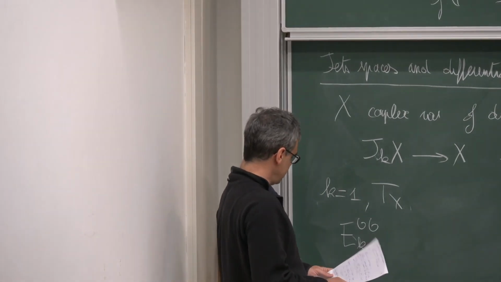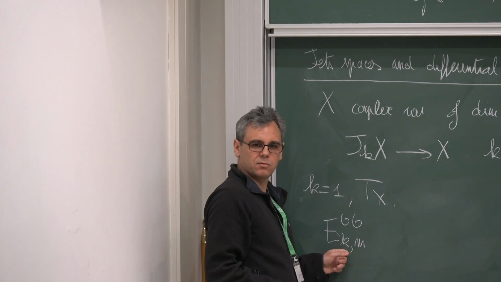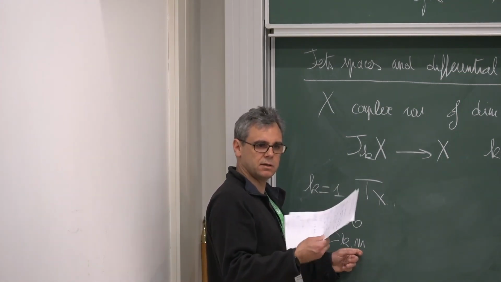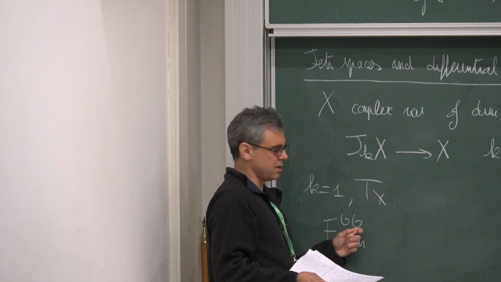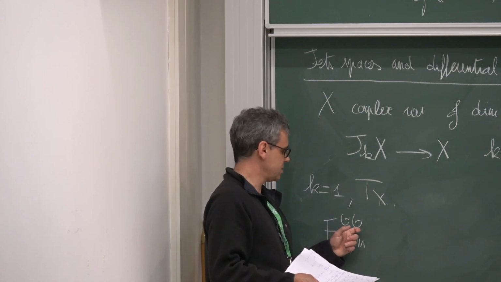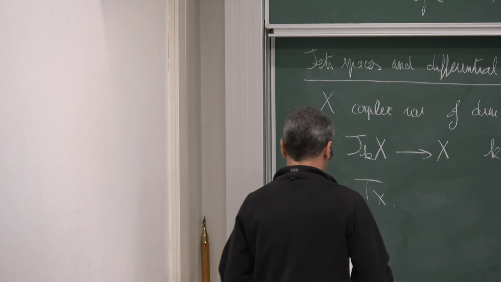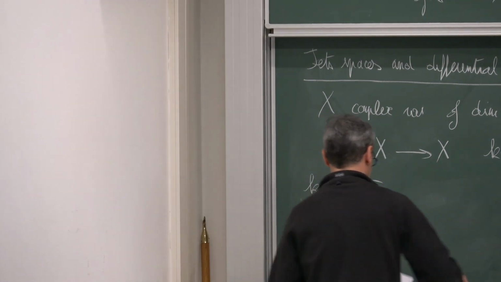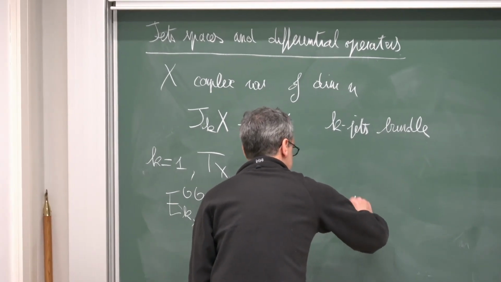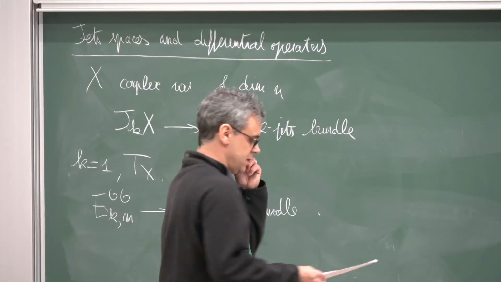Denoted like that. So k will be the order of jets you consider, the order of derivatives. m will be the degree of the polynomial counted with weights. And this is because there are now several bundles to consider. Here I consider the first one, introduced by Green and Griffiths. So this is a vector bundle, and I will give you what the local sections are.